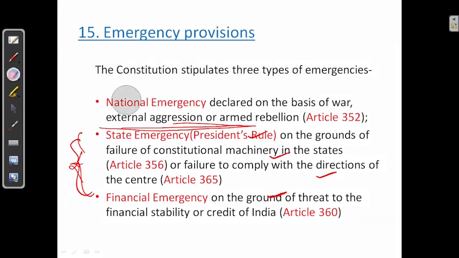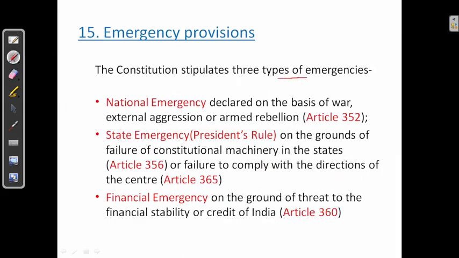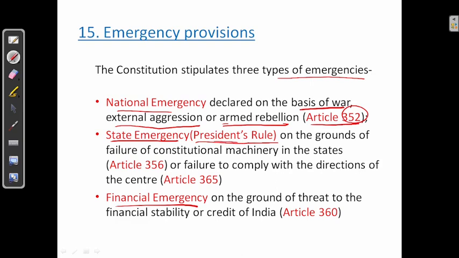Next, we will see the emergency provisions. The Constitution stipulates three types of emergencies: national emergency, state emergency and financial emergency. National emergency is declared on the basis of war or external aggression or armed rebellion. This is declared under Article 352. Next, state emergency, also called President's Rule.